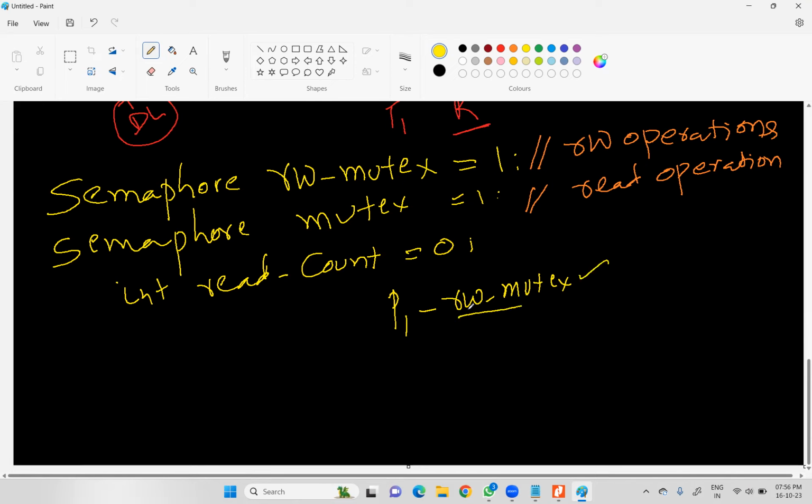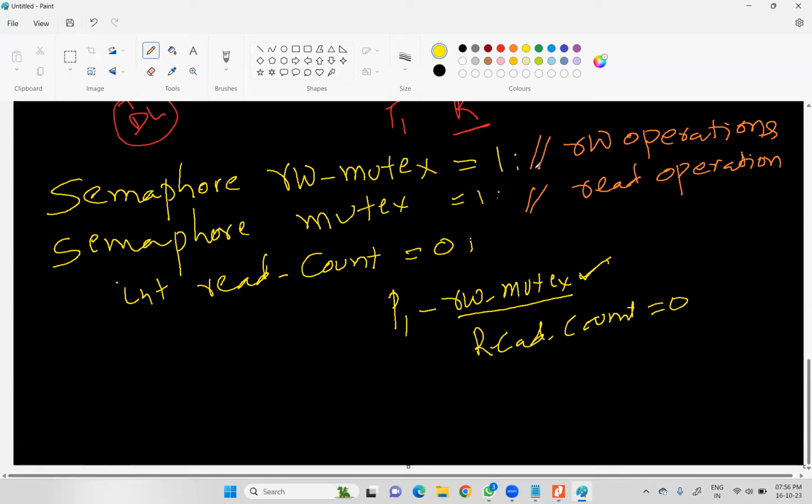Before going to access this one, are there any read count? Are there any people who are already under read mode? If this will be equal to 0, immediately everything will be given to you, because nobody is under read count. So there is no problem. RW mutex will be given to you, so all permissions will be given to you to perform the modification operation.